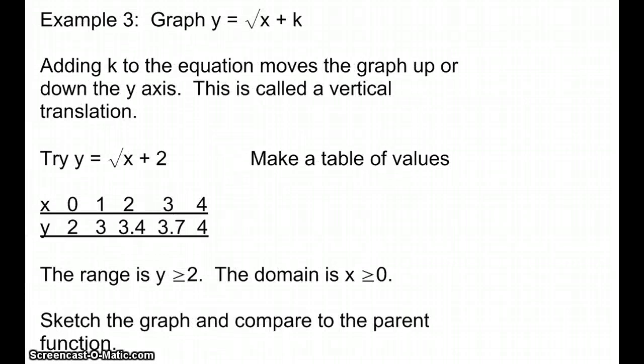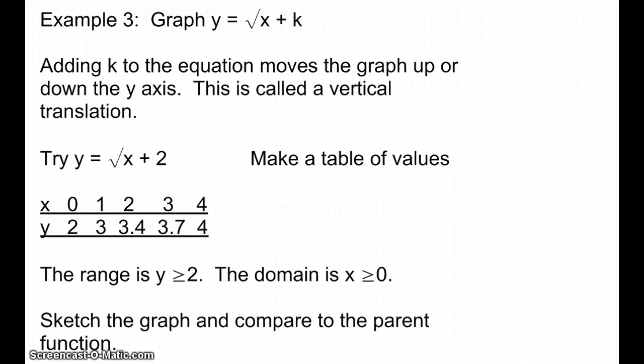In this next example, we're going to graph y equals the square root of x plus k. Adding k to the equation moves the graph up or down the y-axis. This is called a vertical translation. So we're going to make a table of values here. Now, please note that the 2 is not under the radical sign. It's outside and separate from the radical.